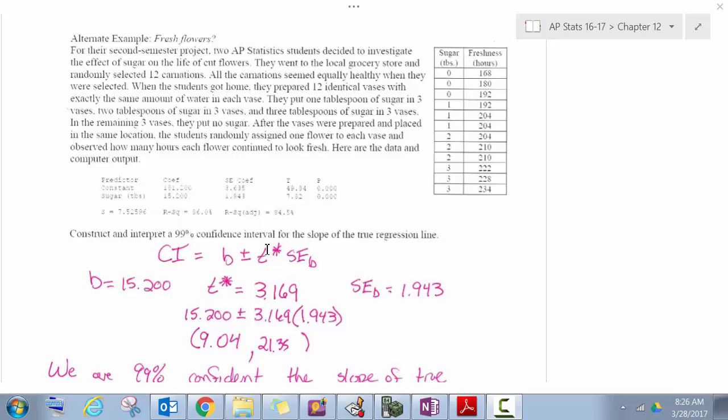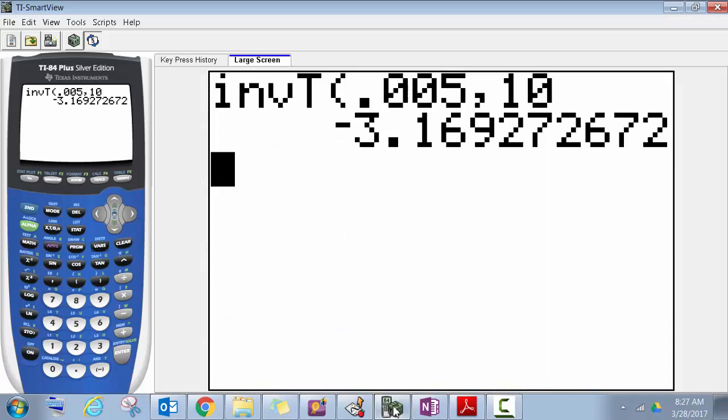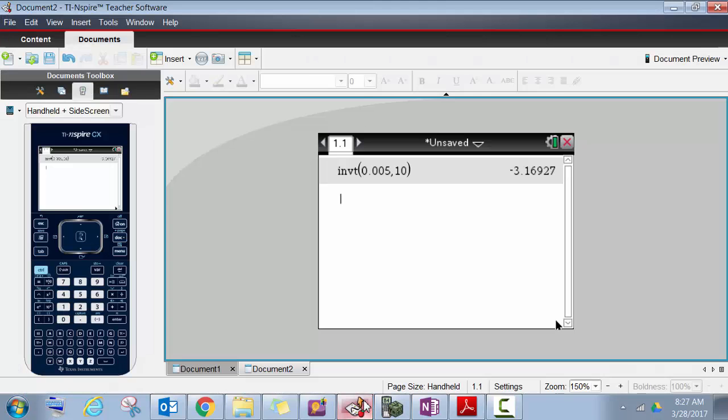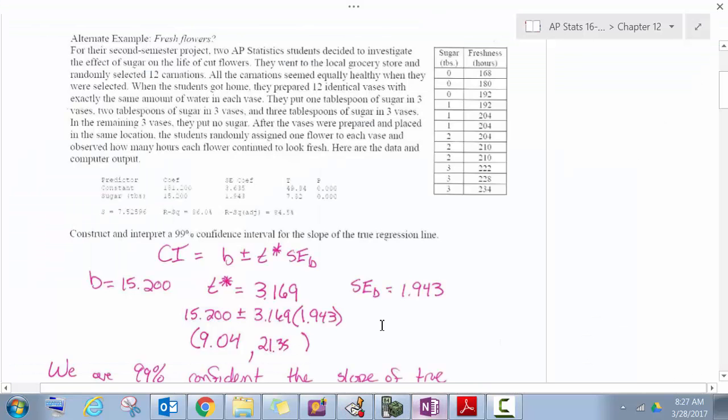Our t star, we do our inverse t of alpha divided by 2, so 0.01 divided by 2, so 0.005, comma, degrees of freedom, which is, there are 12 vases, so we subtract 2, our degrees of freedom is 10. So inverse t, 0.005, comma 10. On both calculators we get the same thing of 3.169.